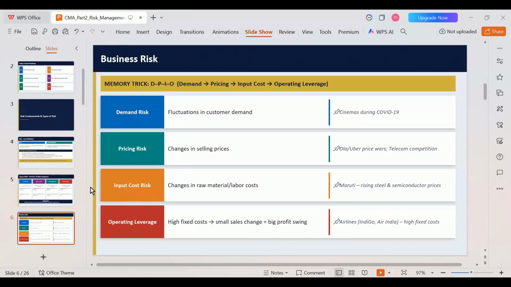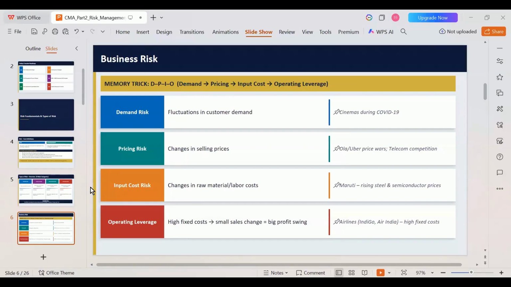Now, what are the risks that can be called business risk? First is demand risk. Customers and their preferences change. It is constantly changing, so it depends on the type of business which is focusing on the customer. If customers are not demanding the products of the company, then obviously its profit will reduce.